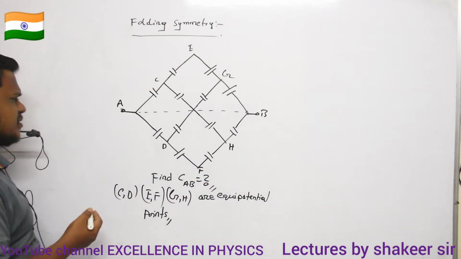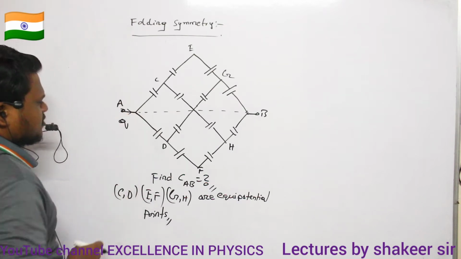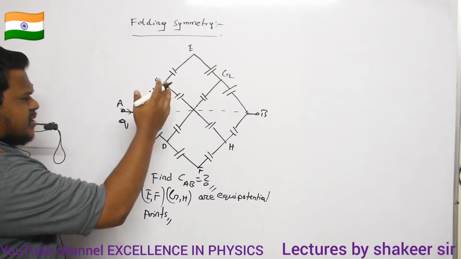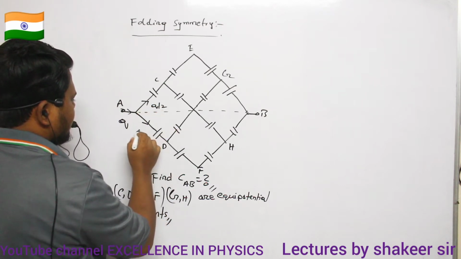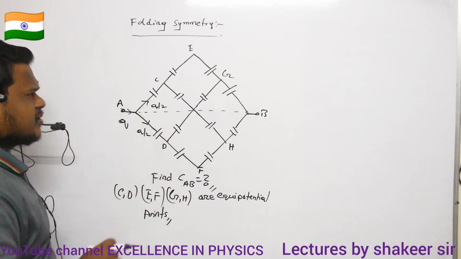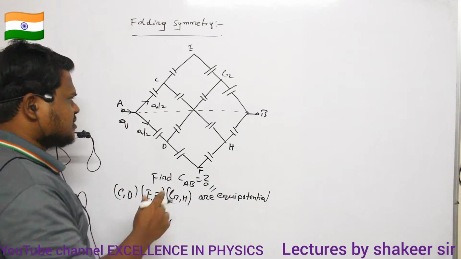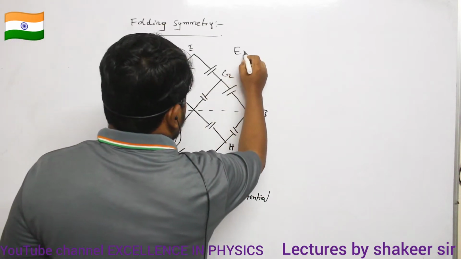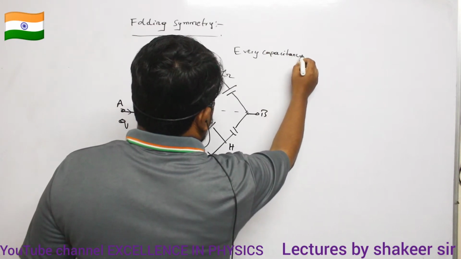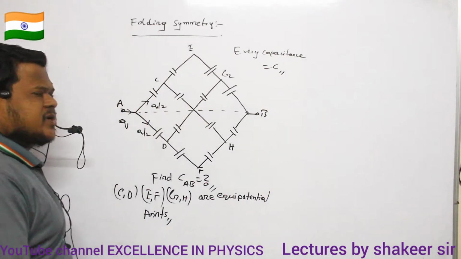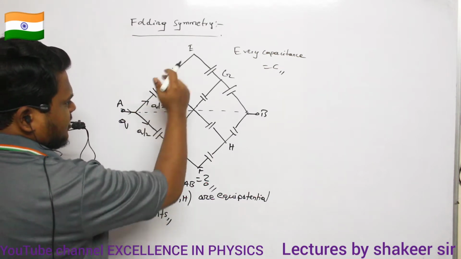How can we call them equipotential points? Because, for example, if a q amount of charge is entering into this terminal A, then because of symmetry, equal amount of charge will be distributed. So here also q by 2, here also q by 2 amount of charge will be transferred. Every capacitor has the same capacitance C, so charges will be distributed equally, because symmetry is present.